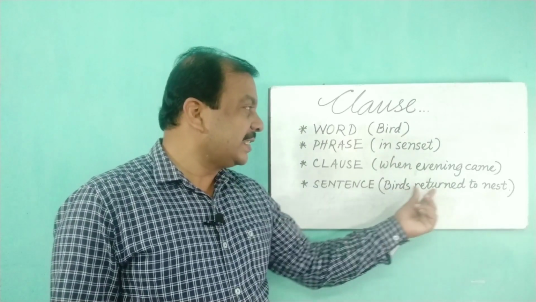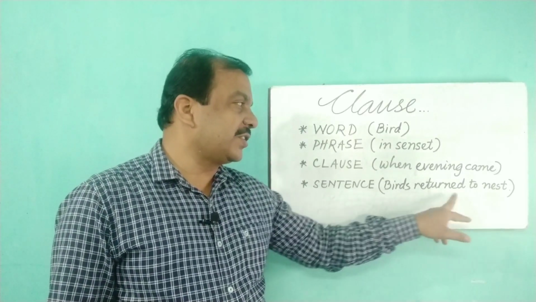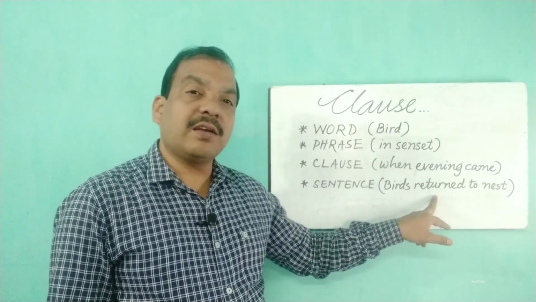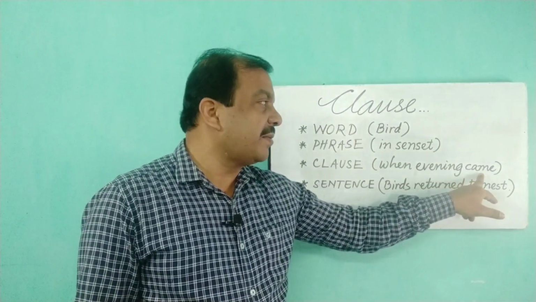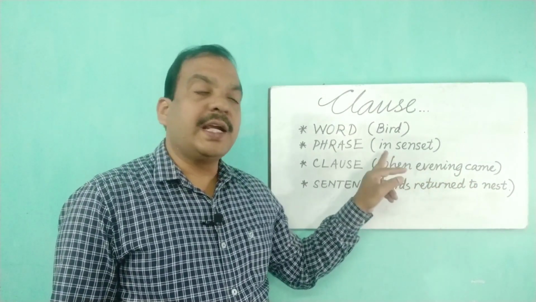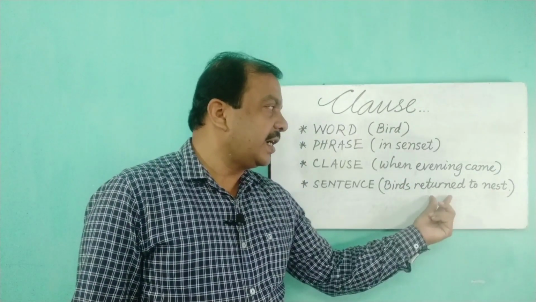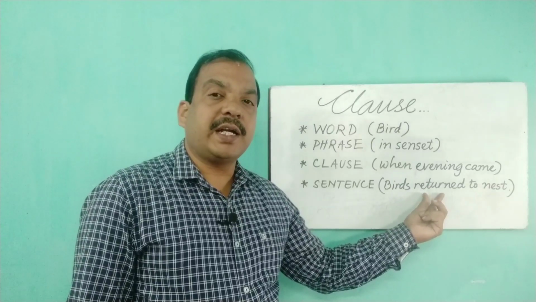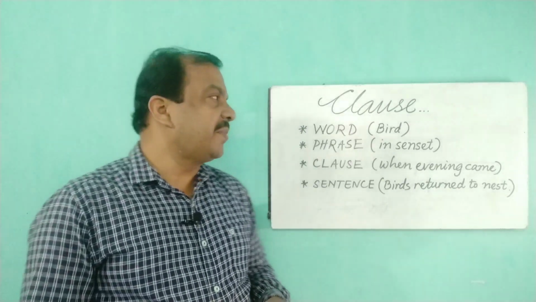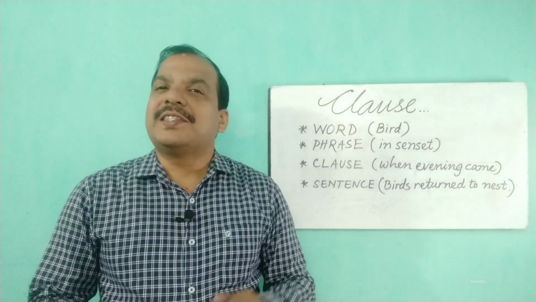So you see, birds return to the nest is a sentence and also a clause, and this is called the independent clause. This is called the principal clause. This is called the main clause. And here, when evening came, this is a clause, not a sentence. And here, it's the example of a dependent clause that depends on birds return to the nest, the independent sentence, independent clause. My dear friends, I don't think you will have any doubt on the difference between a word, phrase, clause, and sentence. In the next class, we'll discuss the types of clauses in detail.